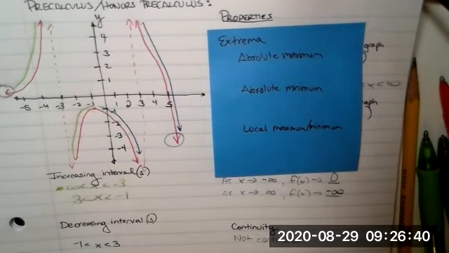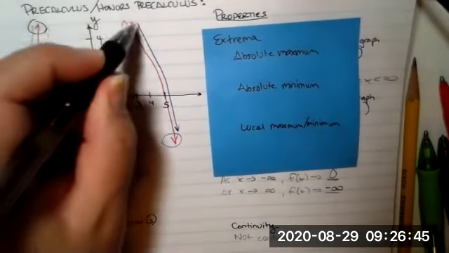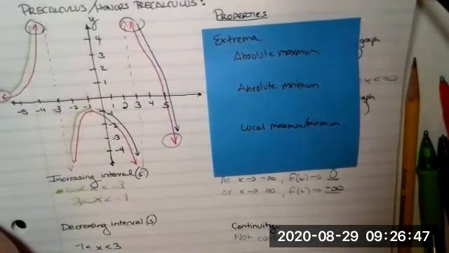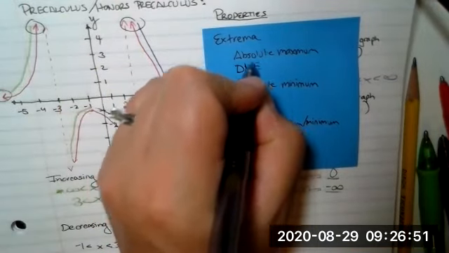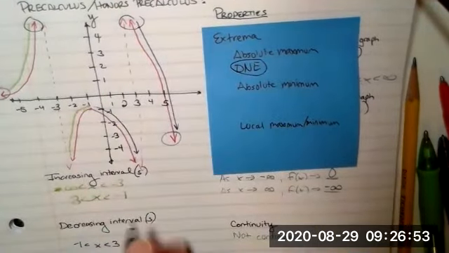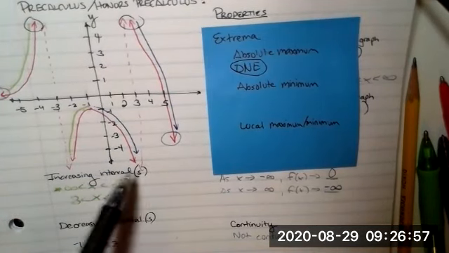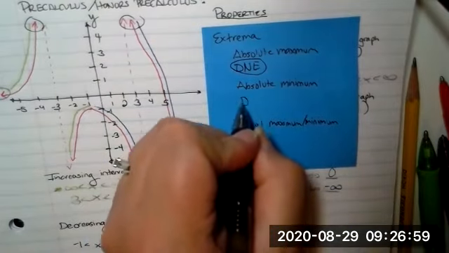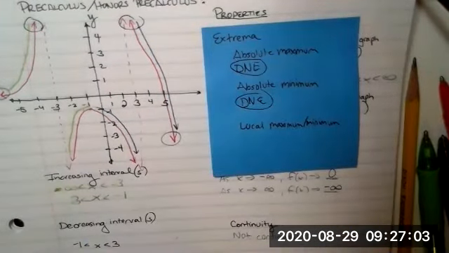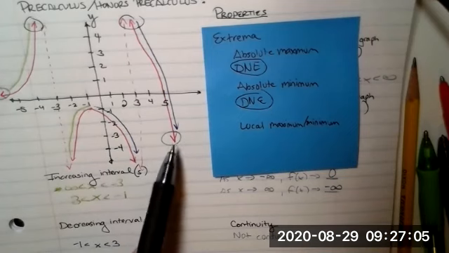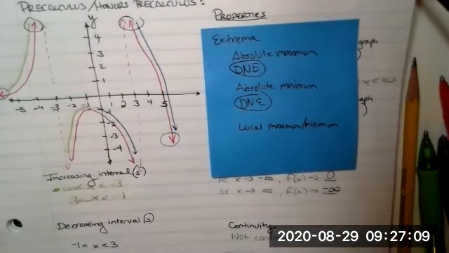Your absolute maximum, if you notice the arrows, they go up forever. So there is no absolute maximum. We're going to say that it does not exist. Absolute minimum, same thing. You see the arrows go down forever. Your absolute minimum does not exist. So that's pretty straightforward. We have arrows going up and down, so there is no absolute maximum or minimum.